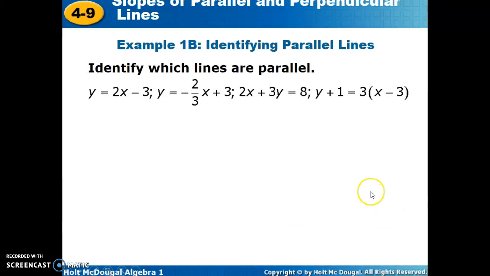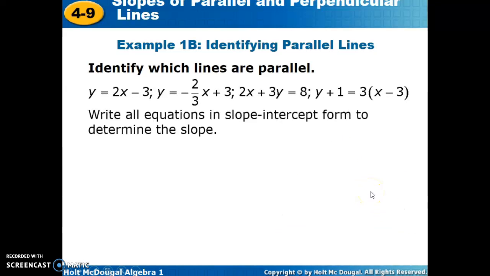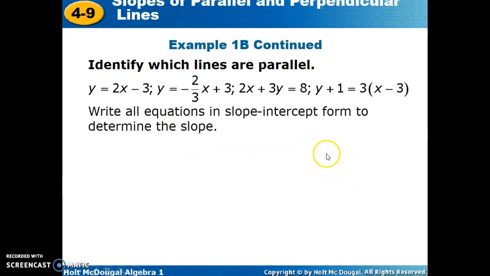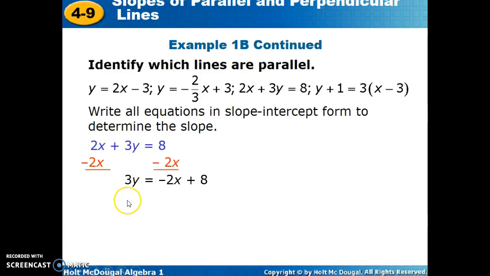Identify which lines are parallel here. Write all equations in slope-intercept form first so that we can see the slopes. We can see the first one is in slope-intercept form. The second one is in slope-intercept form. But our third one is in standard form. We're going to have to isolate the y. We're going to start by subtracting 2x and then dividing by 3. We get y by itself, and we can see that that slope is negative 2/3.